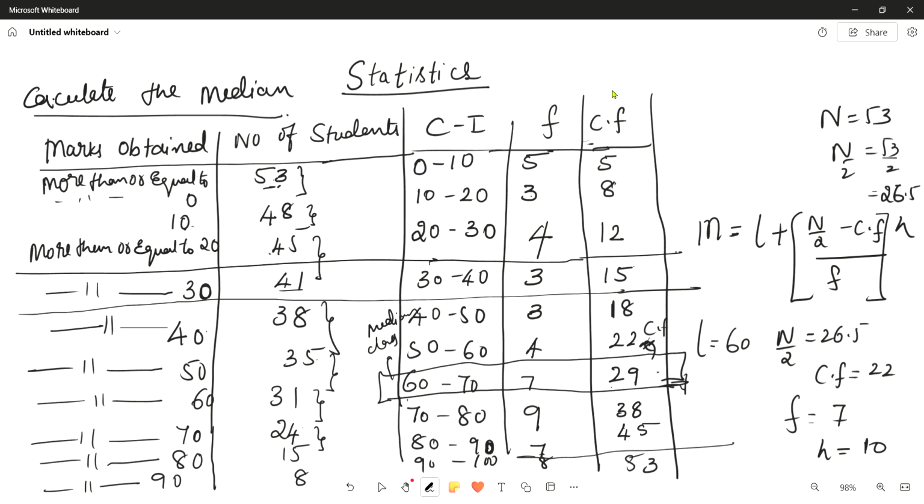So what we will do, this is also more than or equal to. Example, for that class, more than 0 means everyone has taken it: 53 people. More than 0, 53. More than 10, 48. Between 10 to 20, how many have taken? 53 and 48, so 5.